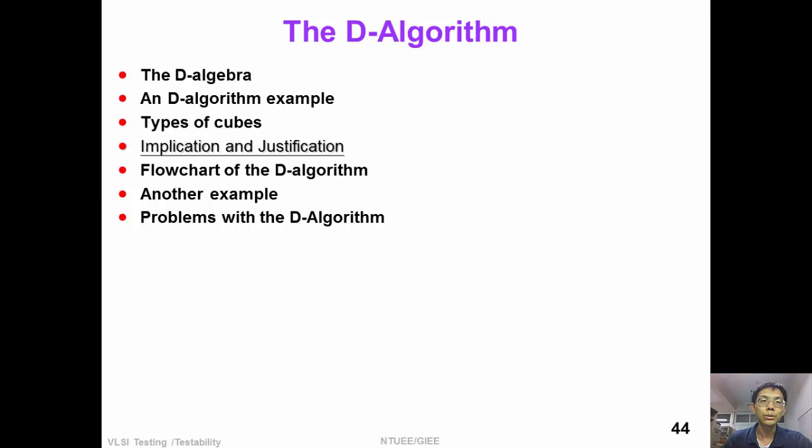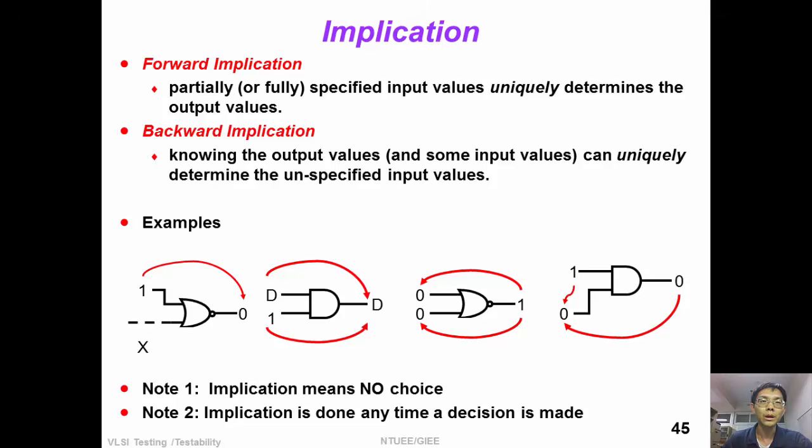During the D-algorithm process, we would sometimes need implication and sometimes we will need justification. We have 2 types of implication. One is called forward implication. Forward implication means that partially or fully specified input values can uniquely determine the output value. For example, for this 2-input AND NOR gate, suppose one input is 1, which is a controlling value. After forward implication, the output value is 0.